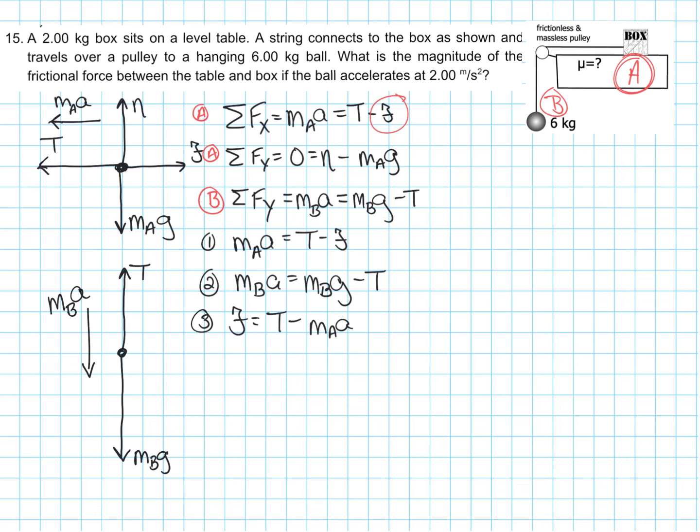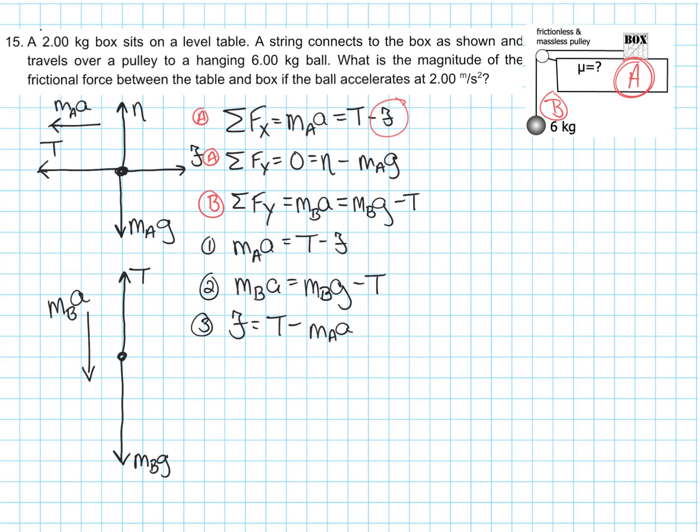So that's number 3. Now I'm going to take equation 2 and solve it for T. T is equal to the mass of B times g minus the mass of B times a. I'll call that equation 4, just so I can talk about it. Now I'm going to take the T in equation 3 and replace it with that expression for T in equation 4.